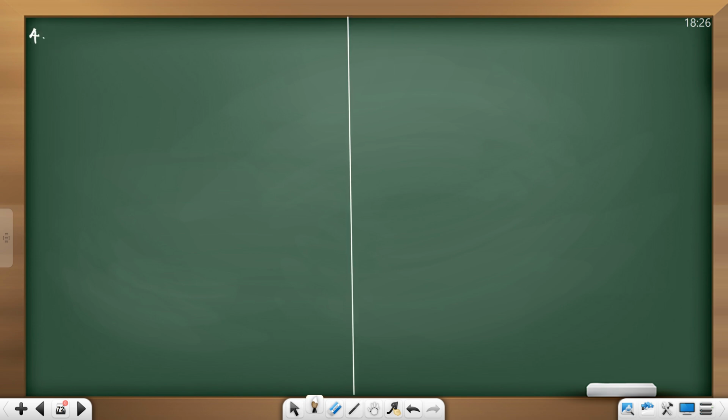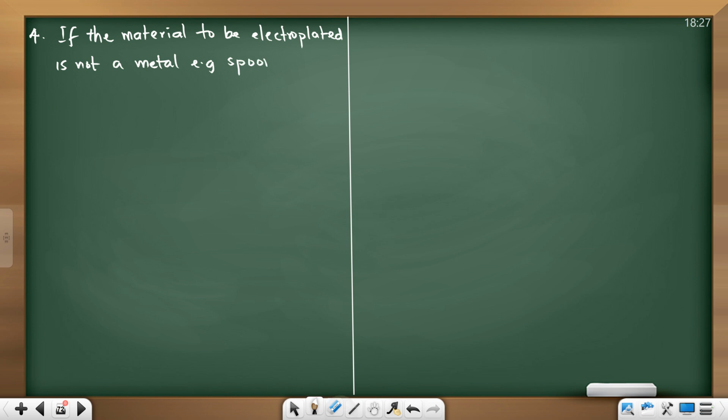Number 4. If the material to be electroplated is not a metal. Example, I want to electroplate, not a spoon, a shoe. Maybe one of your mentors, a hero, you just bump into their shoes and you want to keep a legacy, okay? And the best way to do it is to electroplate it.